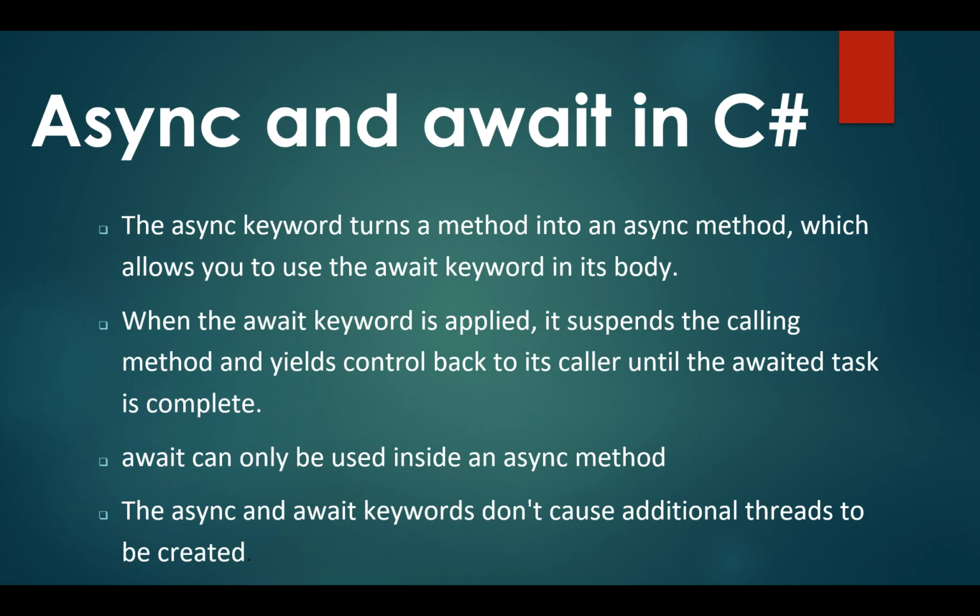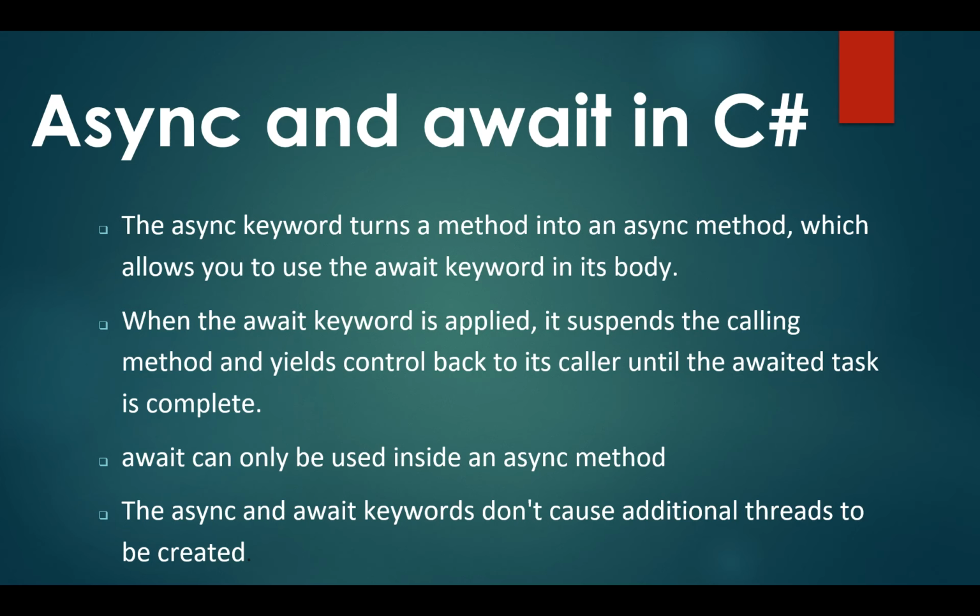So what is async actually? Async turns the method into an async method, which allows the await keyword in the body. So with the help of async await, we can do asynchronous programming. When the await keyword is applied, it suspends the calling method and yields control back to the caller. That means once you use the await keyword while calling a particular method, it yields your control back to the main thread, the caller, and also waits for the respective task to complete.